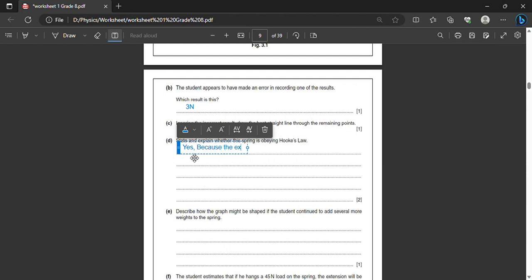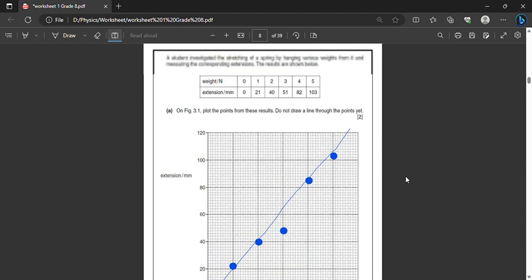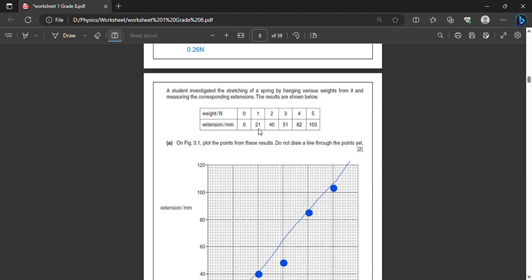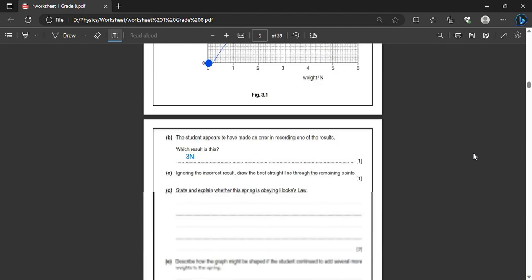We can write this as a reason: because the extension of the spring is proportional to the load. If you don't know whether it's proportional or not, you just subtract these values, and when you subtract, the value you get will be the same. Using that you can perform it, or by looking at the graph and studying it, we can do it.